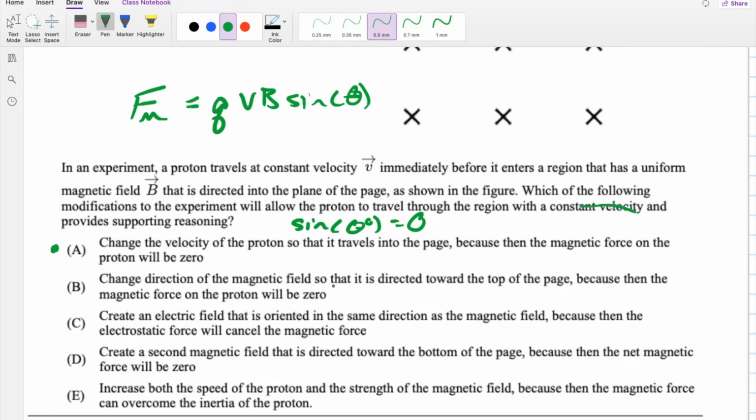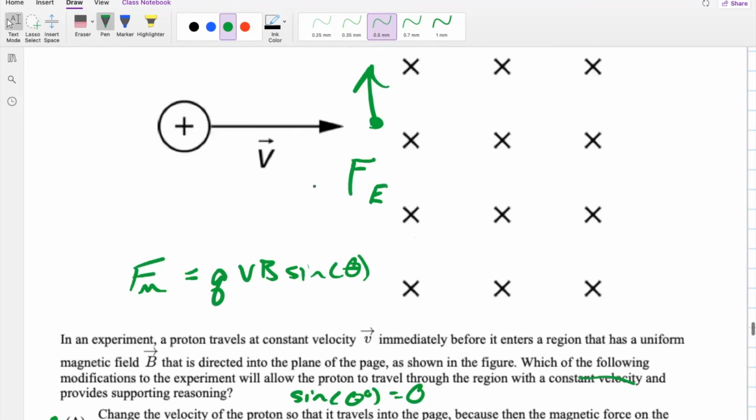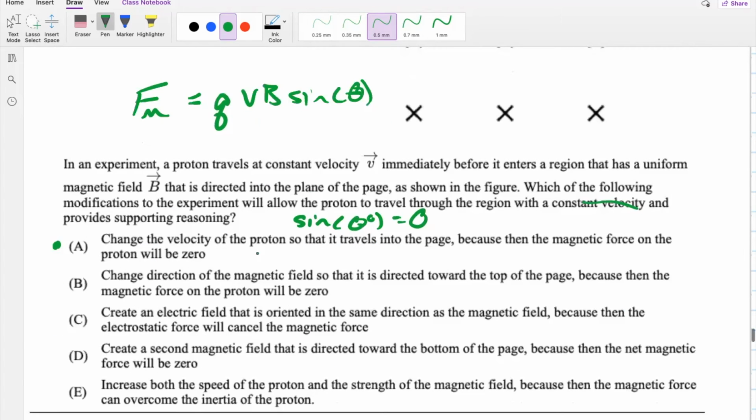Change the direction of the magnetic field so that it is directed toward the top of the page. All that's going to do is create a force that points in another direction. It's still going to accelerate, so no. And that's the key part. They want constant velocity. That means no acceleration whatsoever, not just constant speed.